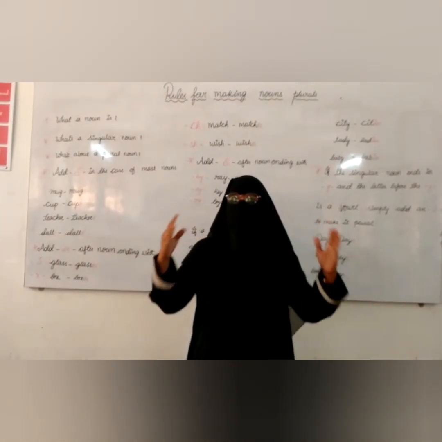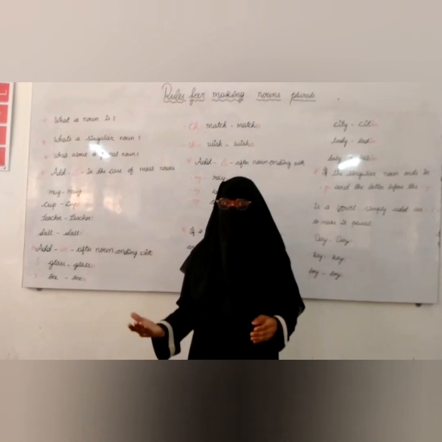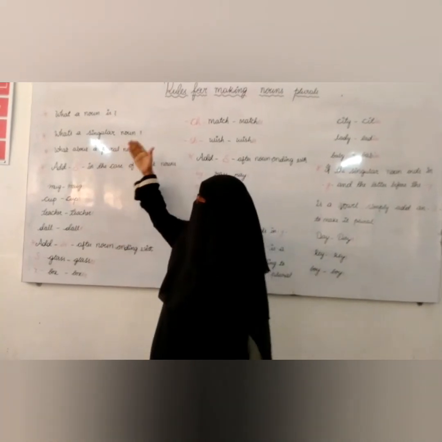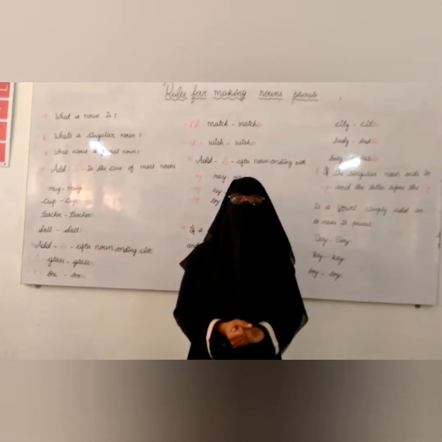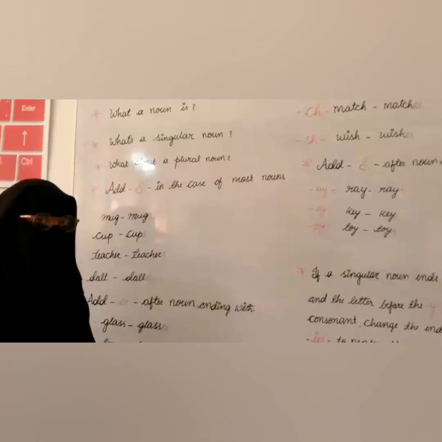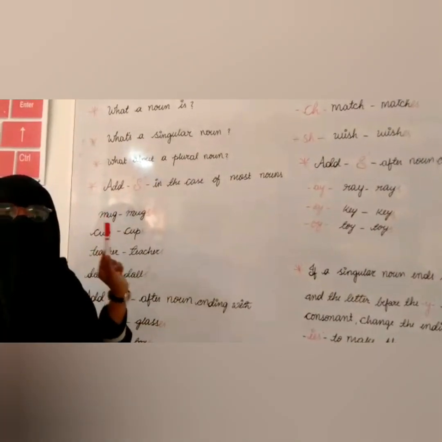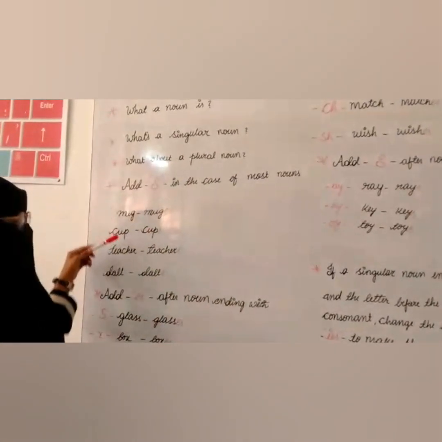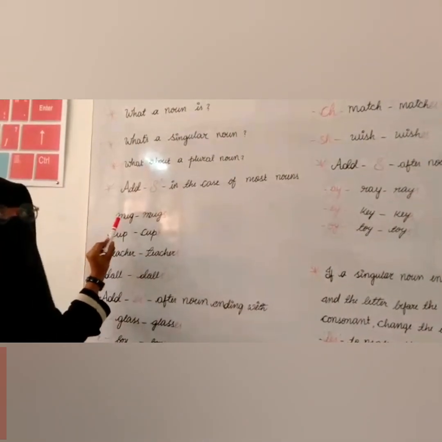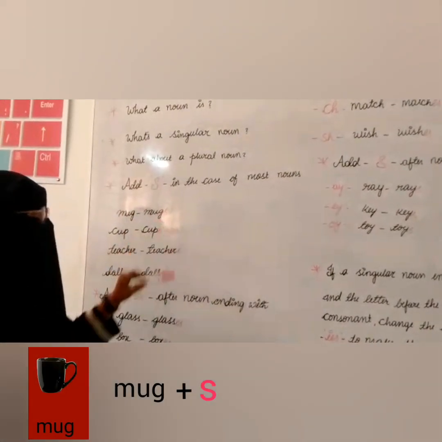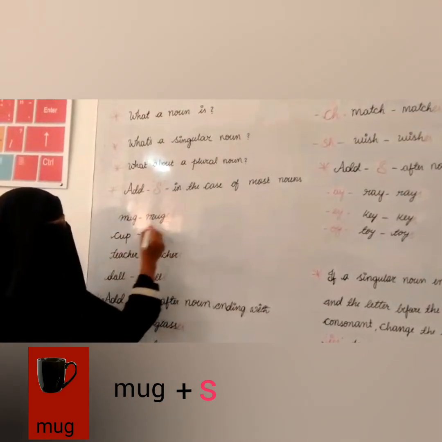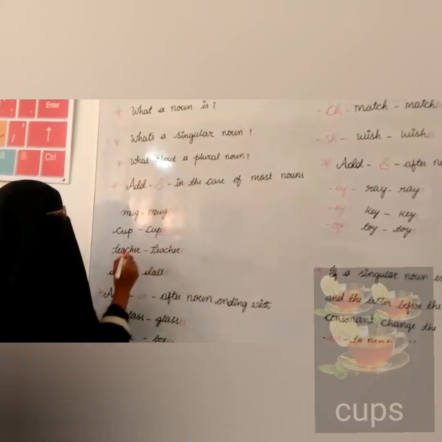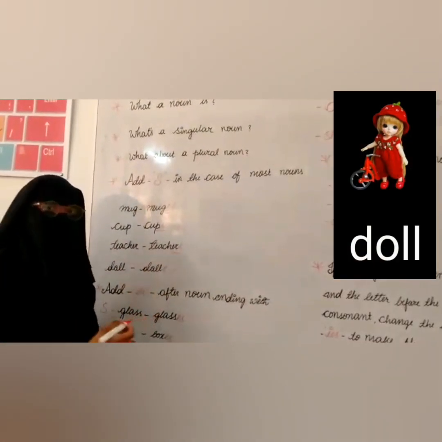But there are many different rules regarding pluralization depending on what letter a noun ends in. You can follow the pattern here to form the plural forms of most nouns. The first basic rule is to add S in the case of most nouns. Let's see the examples here. We are observing the word mug here. We have to add S to make it plural. Then mug becomes mugs. Like this, cup became cups, teacher became teachers, and doll became dolls.